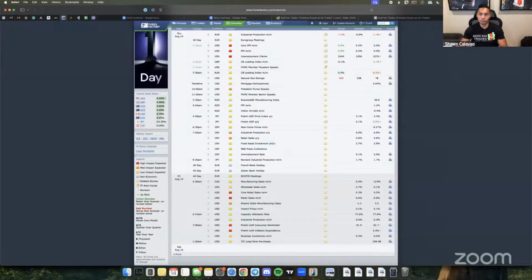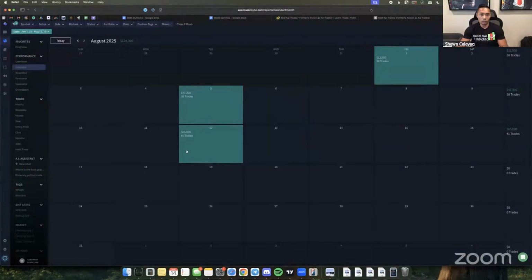Here are my stats for the week so far. I took only one trade on Tuesday. That trade hit full TP for an orb. So I locked in 65,000 on Tuesday. That's how much I'm up currently this week. For the month so far, I'm currently up 124,300.